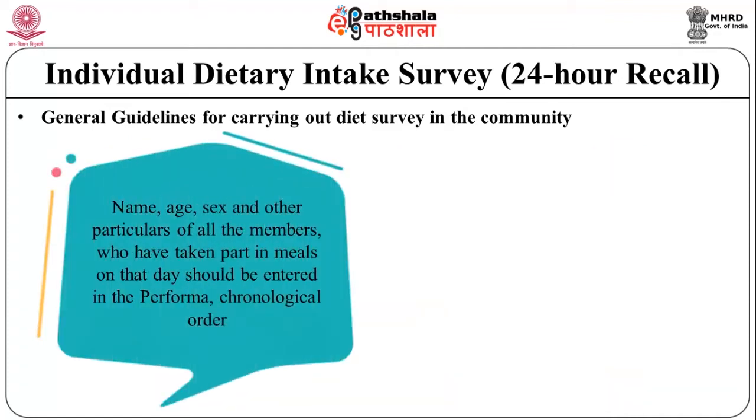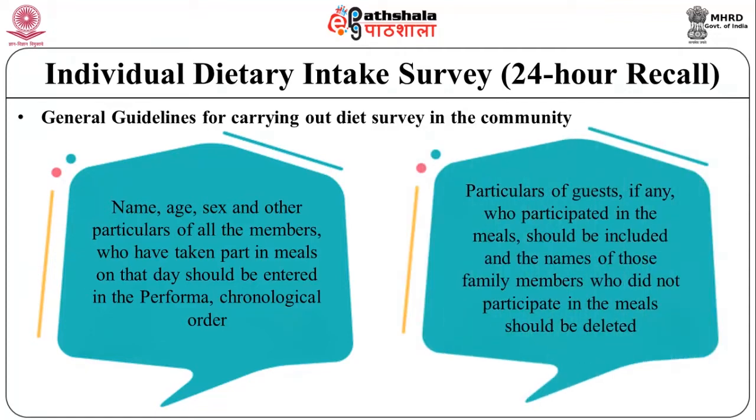The name, age, gender and other particulars of all the members who have taken part in the meal on that particular day should be entered in the proforma in a chronological way. Particulars of the guests, if any, who participated in the meal should be included, and the names of those family members who did not participate in the meals should be deleted.